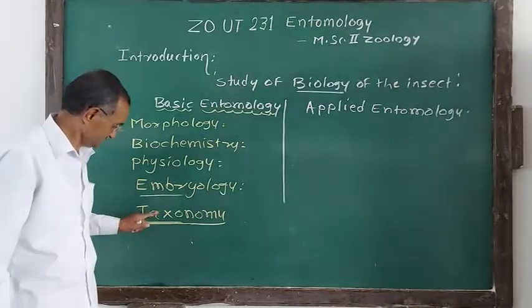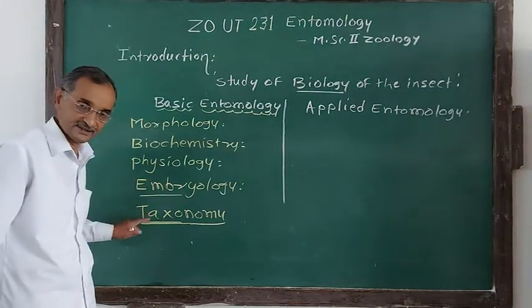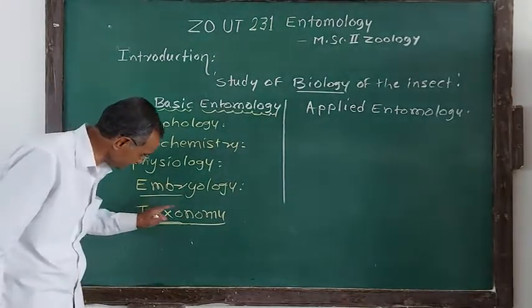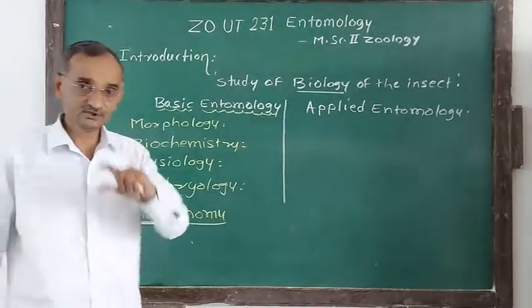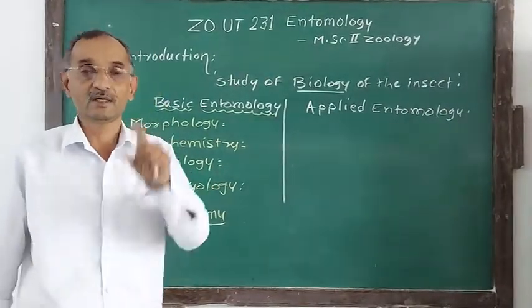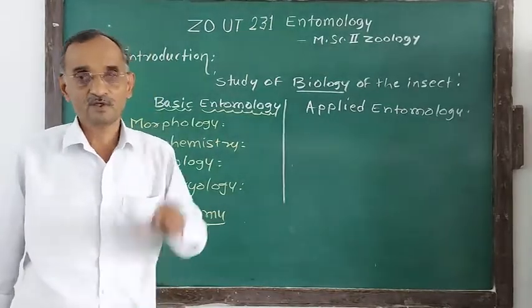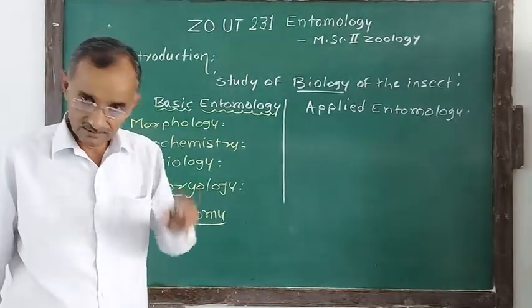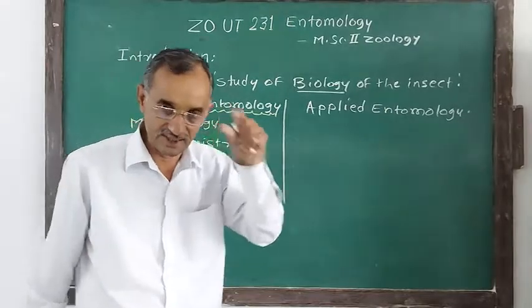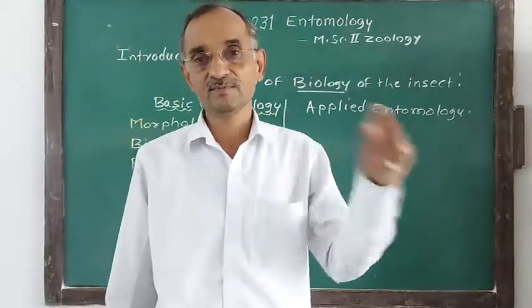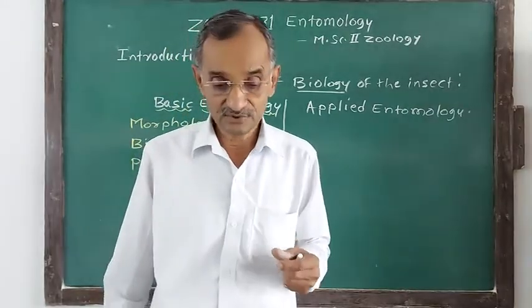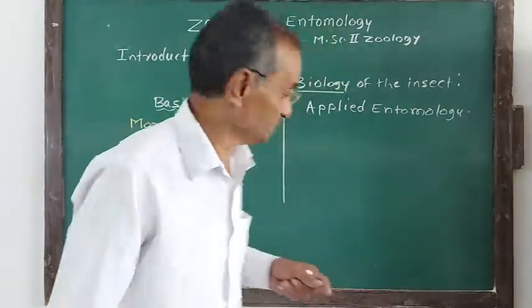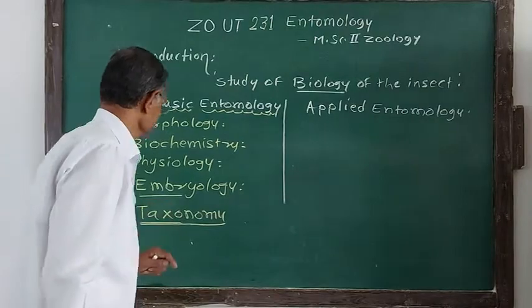So inside this subject which we call taxonomy, it totally relates with this huge number of insects: how they are classified, how many orders, among how many orders they are grouped according to their morphological characters and other various characters. So that is studied in taxonomy.